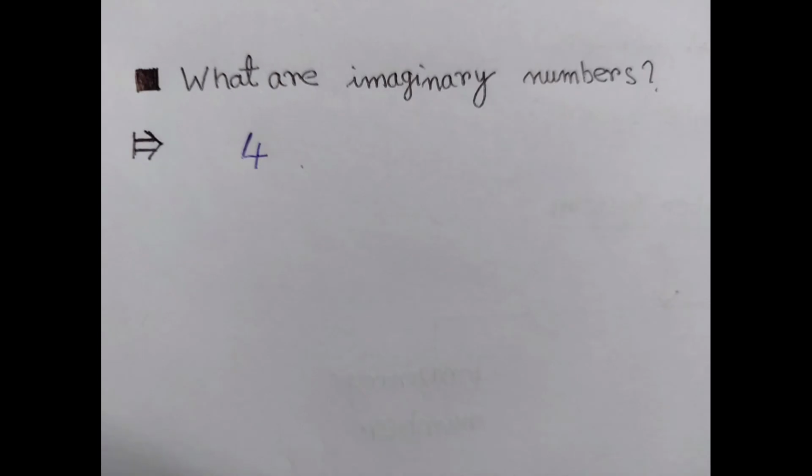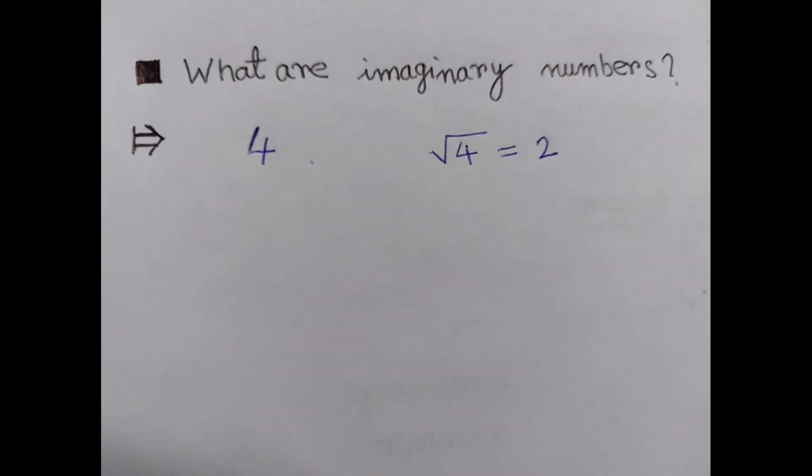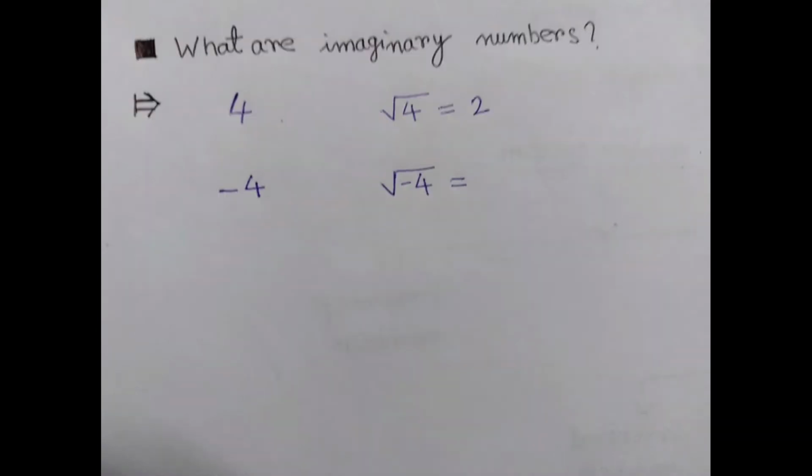At first, I take a number 4. 4 is a square number because the square root value of 4 is 2, an integer value. In this expression, we notice one thing, that the number in the square root is always positive. That is why square numbers are always positive numbers. So we have no problem till now. If we have the number minus 4 and try to find the square root of minus 4, then we have a problem: how do we find the square root of a negative number? So here the imaginary number came into the picture.